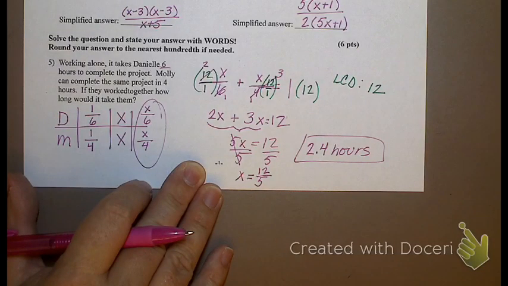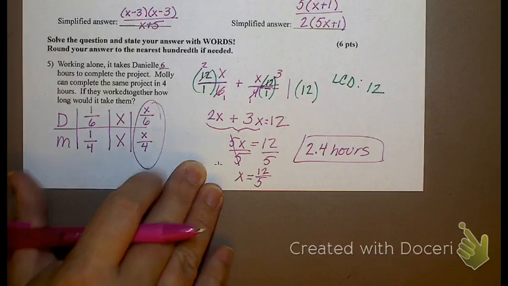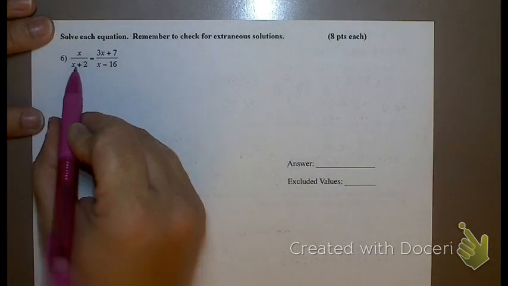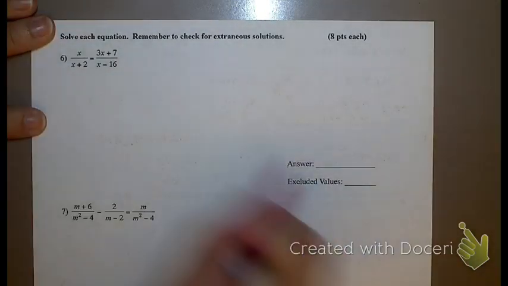Okay? Any questions about the front side? Back side, not many problems, a lot of points. 8 points each for 3 problems. All right. So, excluded values I can do first, real quick, can't I?